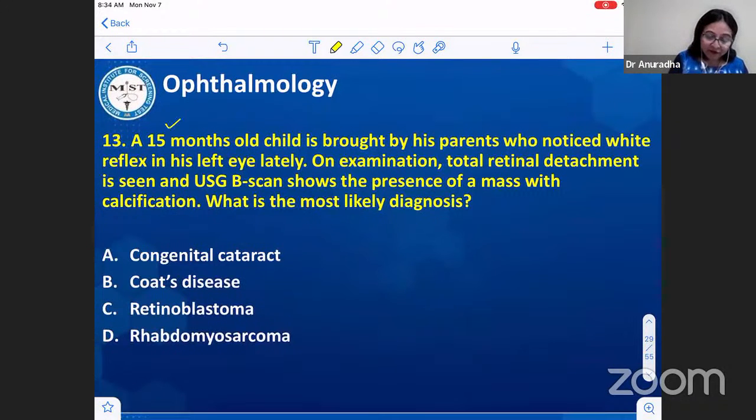So look at the age group. Again, go step by step. 15-month-old child. White reflex, leukocoria. Okay, second key point, white reflex.